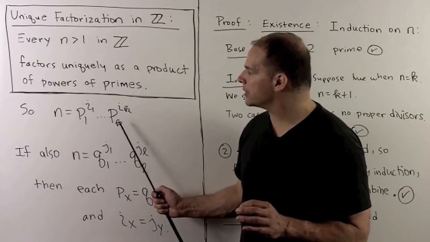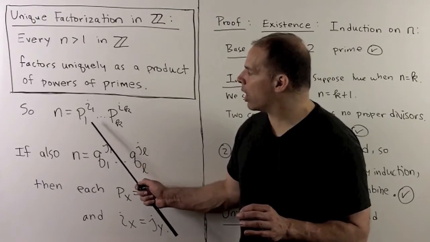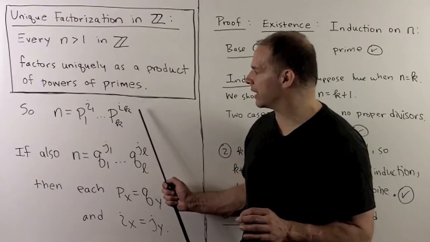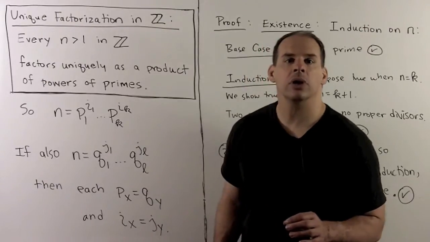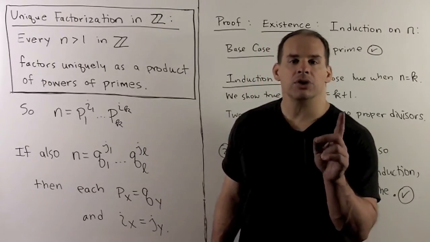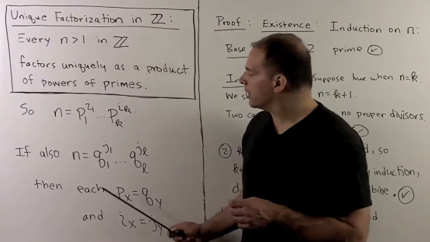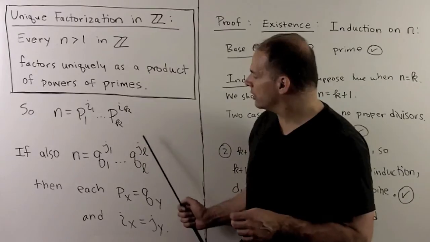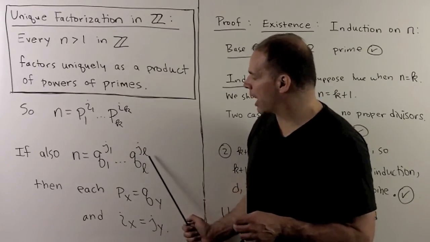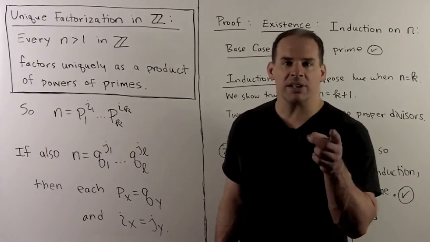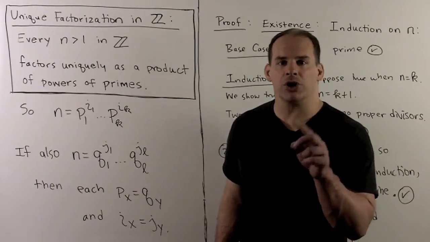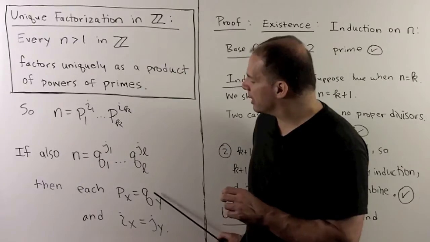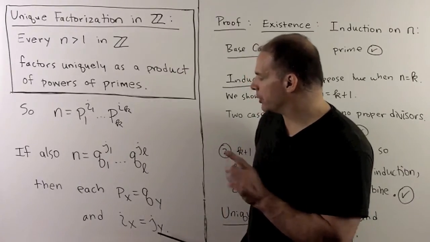Okay, the p's are primes. So we have p sub 1 to exponent i sub 1 through p sub k to the exponent i sub k. Then we have uniqueness. So if we try to write this in a different way, say n equal to q sub 1 to the j sub 1 through q sub l to the j sub l, where the q's are primes, then we must have each p occurs as a q, and when we identify these, their exponents have to match. So uniqueness.